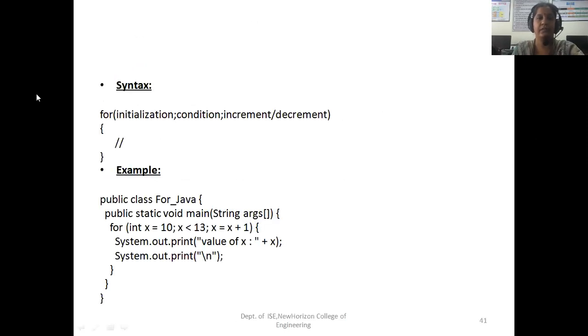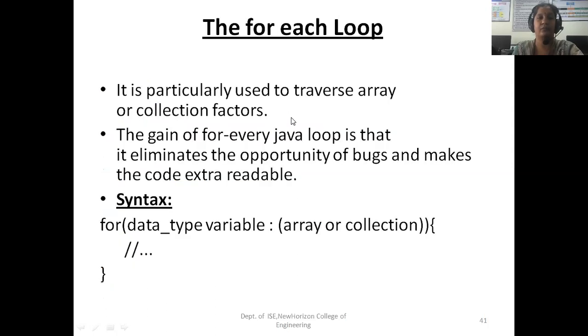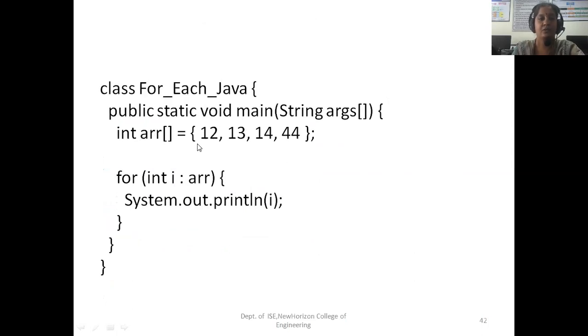For loop, you know, has three parts: initialization, condition, increment or decrement. But if I don't want this and I just have to traverse, you have to use the for each loop. Mainly it is used for arrays. So here, data type, variable, that means int, colon. If you have created the array as ARR, you can give ARR. That's all. Automatically from the first element to the last element, it will be traversed. You see here 12, 13, 14, 44, int i colon ARR, so 12, 13, 14 and 44 will be printed.